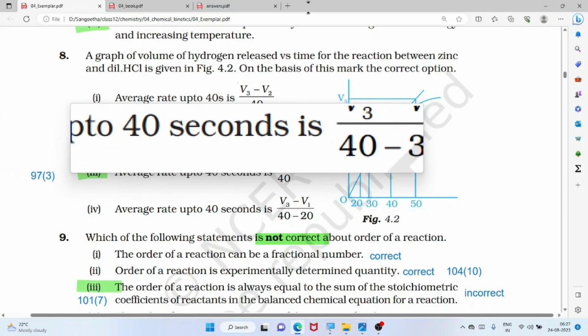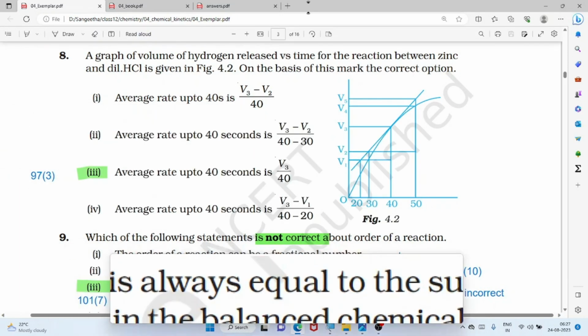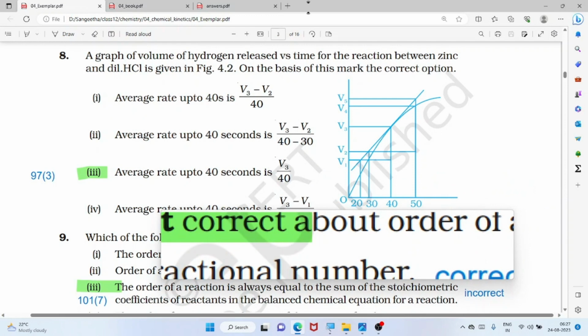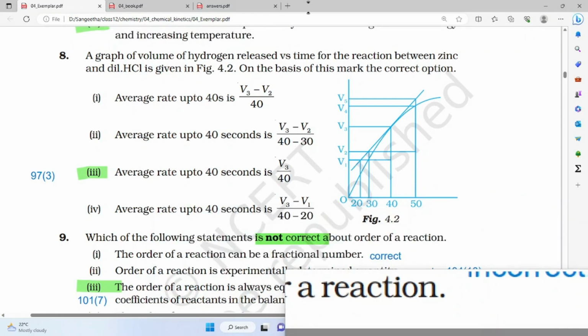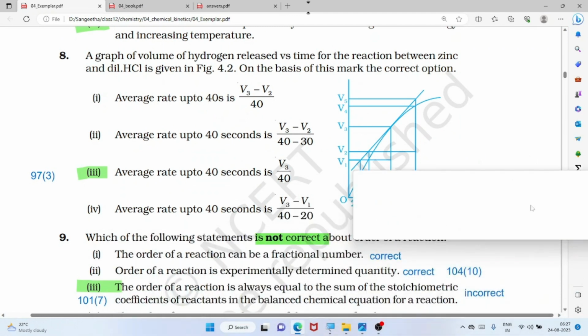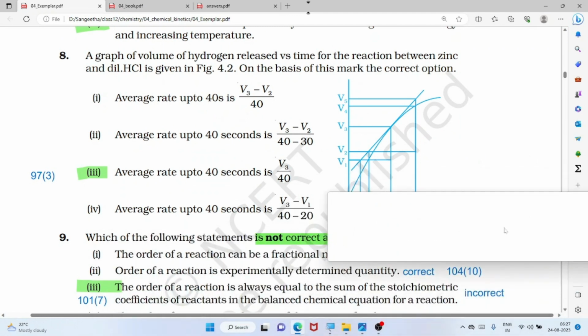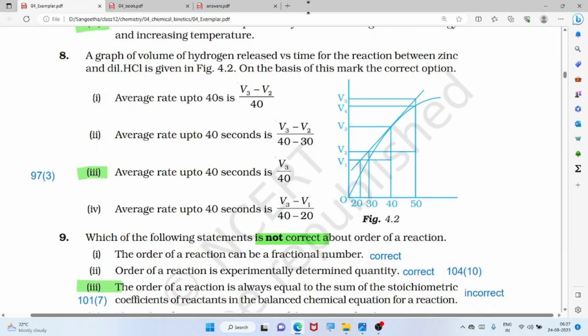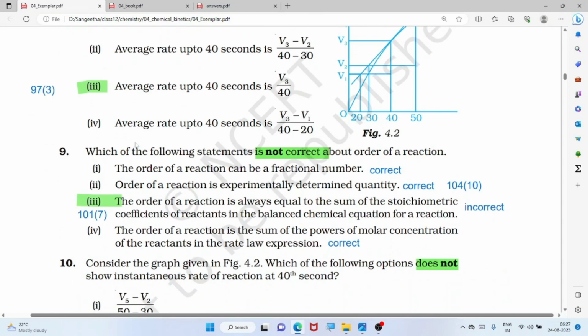Average rate up to 40 seconds they are asking. Okay, up to 40 seconds they are asking. So up to 40 seconds means 0 to 40, not this. So up to 40 means from 0 to 40 you have to take, not the difference.